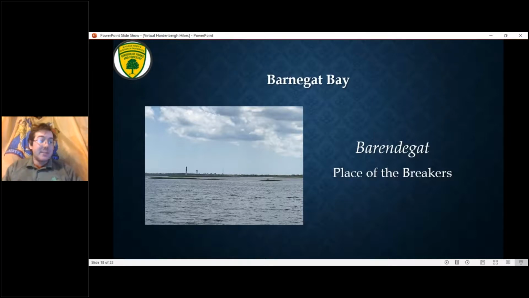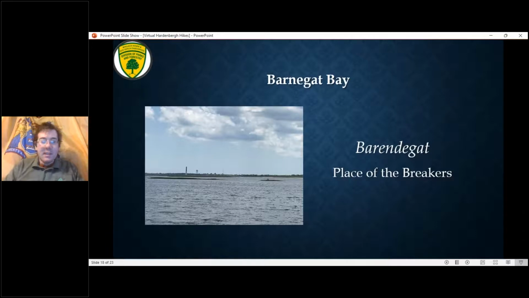Interestingly, the Barnegat Bay itself has Jersey Dutch, we might say, roots, at least in its name. The name Barnegat Bay comes from a Dutch word, Barandagat, which translates as the place of the breakers, or more idiomatically, the place of swelling and turning around and around. And that name was given by the early Dutch explorers.